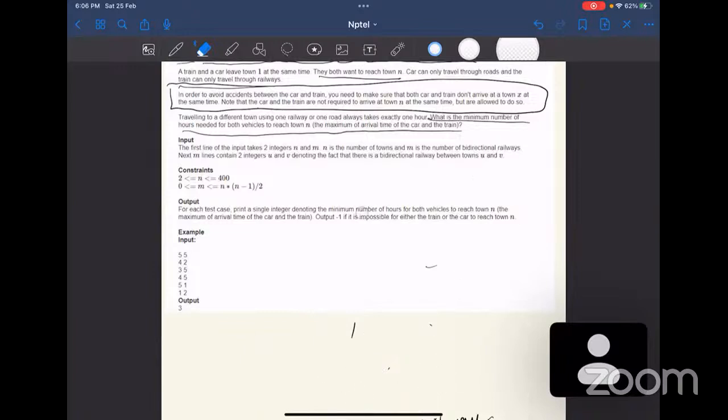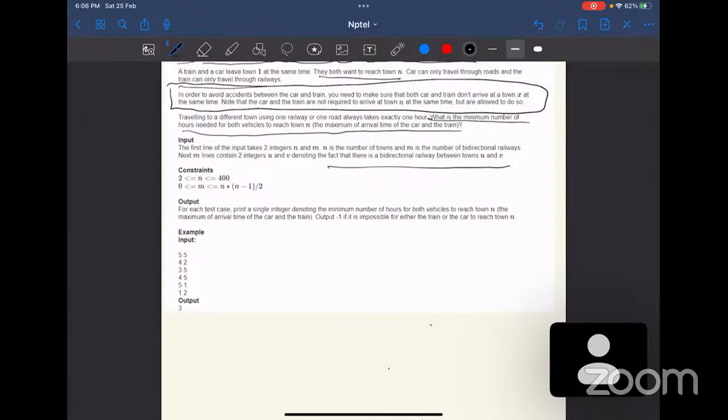Let's consider the test case. First of all, we want to look at the constraints, as I said. The first line of the input takes two integers n and m, where n is the number of towns and m is the number of bidirectional railways. The next m lines contain two integers u and v, denoting that there is a bidirectional railway between towns u and v.